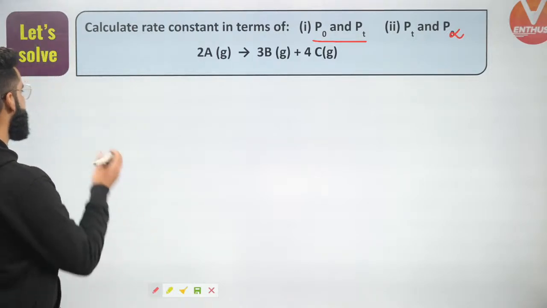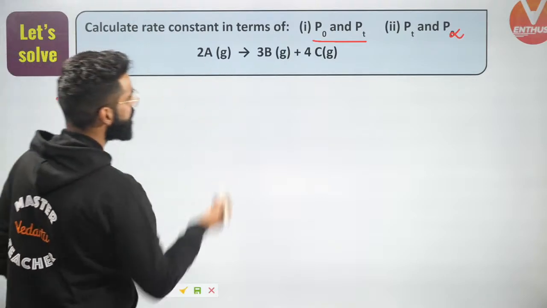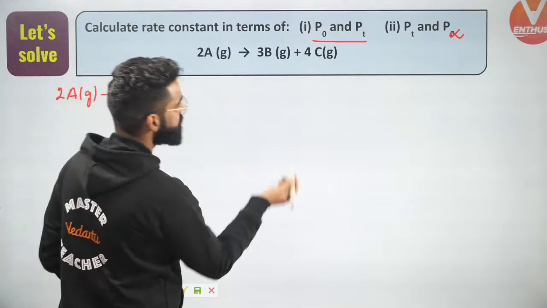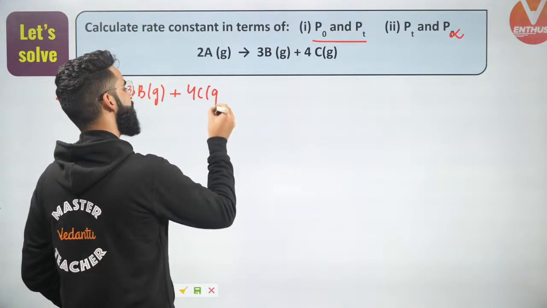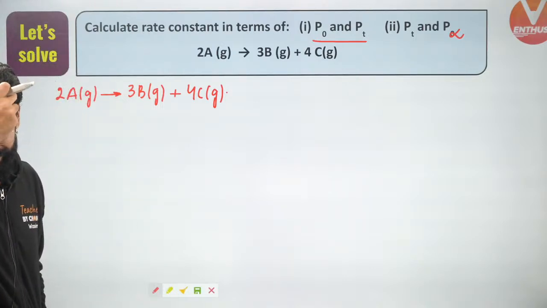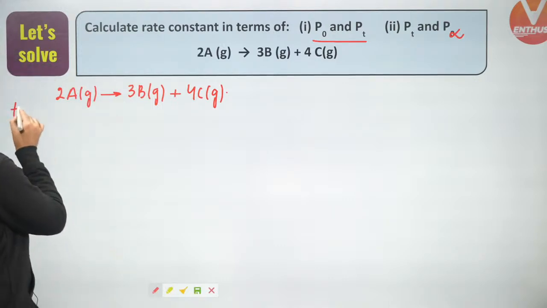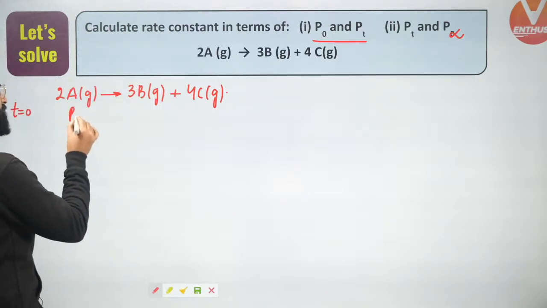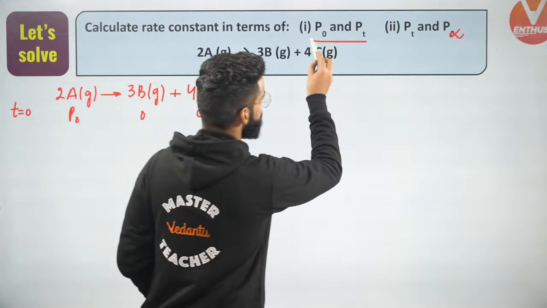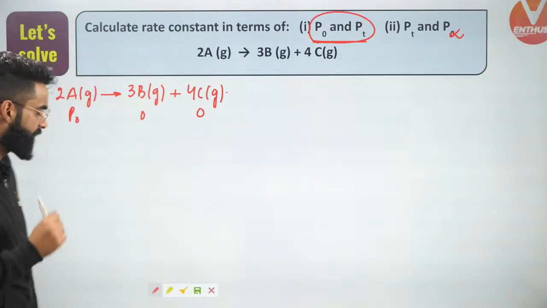See guys, I'm giving you the gaseous phase reaction, 2A gas gives 3 times B gas plus 4 times C gas. This is the gaseous phase reaction which is given to me. And I'm assuming this has to be a first order reaction whose rate constant is K. So people, at time T is equal to 0, let's say the pressure due to A was P naught, and the pressures due to B and C are going to be 0. I'm going to solve the first part of the question right now. I'm going to write the K expression in terms of P naught and PT. Now see how I'll be doing.